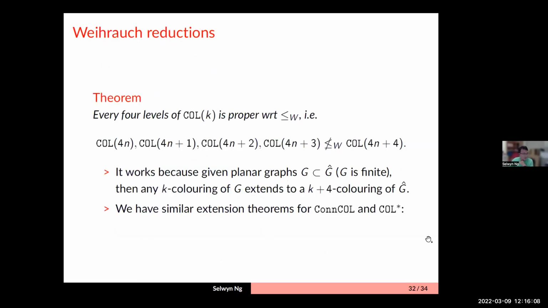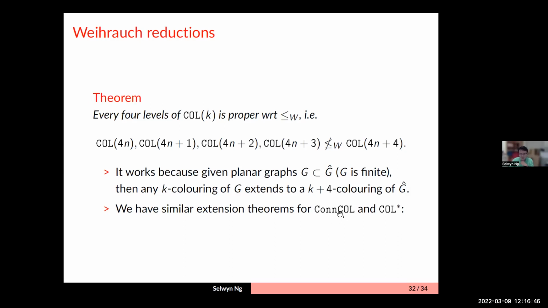Right. So what we then explored was to compare these levels in general, and here's an example of something that you could show. Every 4 levels of the k-color theorem is proper. Namely, the 4n+1, 4n+2, and 4n+3 color theorems do not reduce to the 4n+4 theorem. And again, it's because every time you have 4 more colors, you can use the same trick as before. You can use a different set of 4 colors to color the rest of the graph.